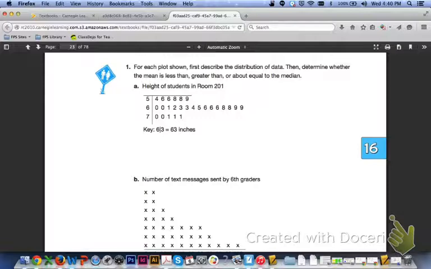Now, looking back at what the problem asked us to do, it says describe the distribution of the data, then determine whether the mean is less than, greater than, or about equal to the median. If we're reading that carefully, that doesn't say anything about having to solve. So describe the distribution, then determine whether the mean is less than, greater than, or about equal to the median. So finish that up. When you're finished, unpause the video.